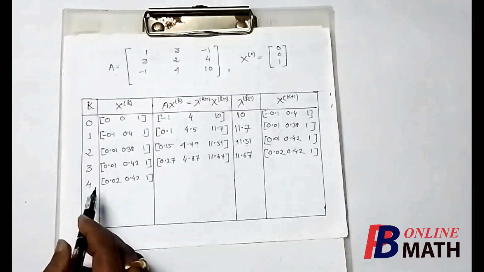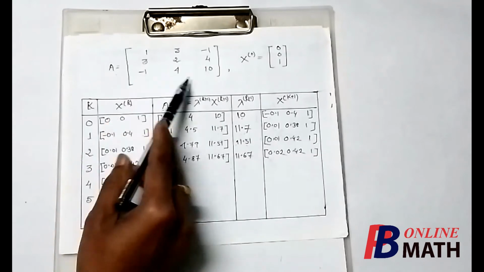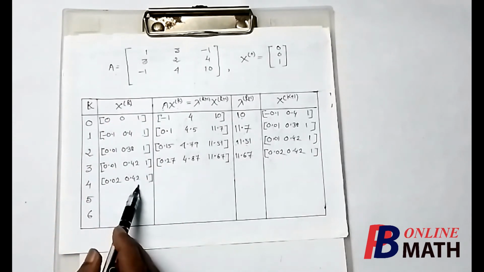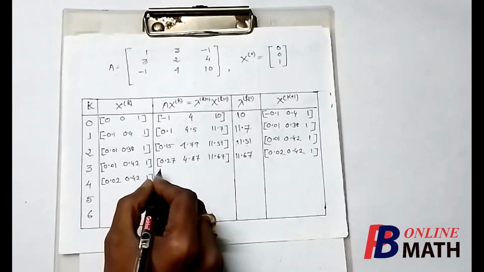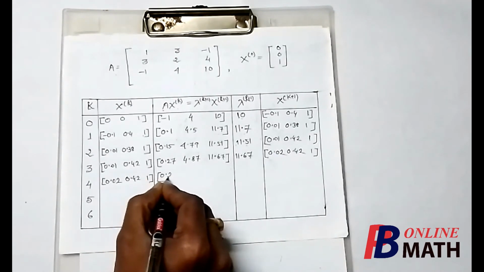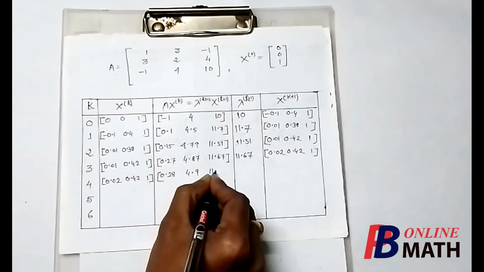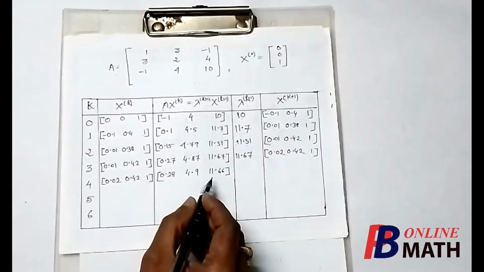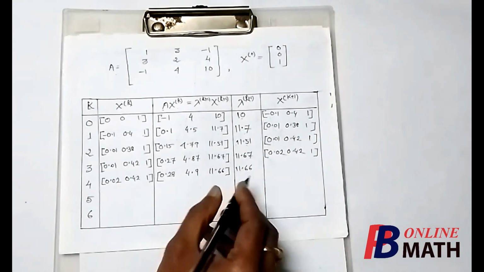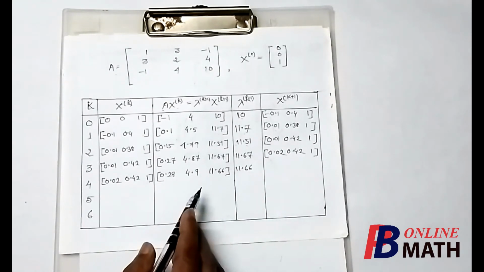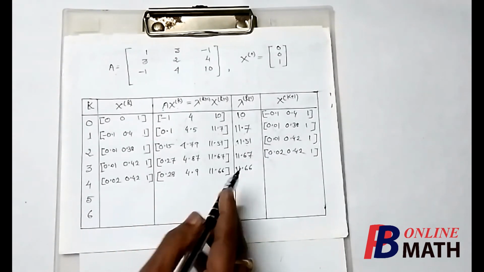Now we shall multiply this matrix with this column vector. If we multiply this matrix with this column vector, then we shall get a new column vector which will be 0.28, 4.9 and 11.66. So here 11.66 is the next approximation of the eigenvalue, and the corresponding eigenvector can be found if we divide this column vector by 11.66.